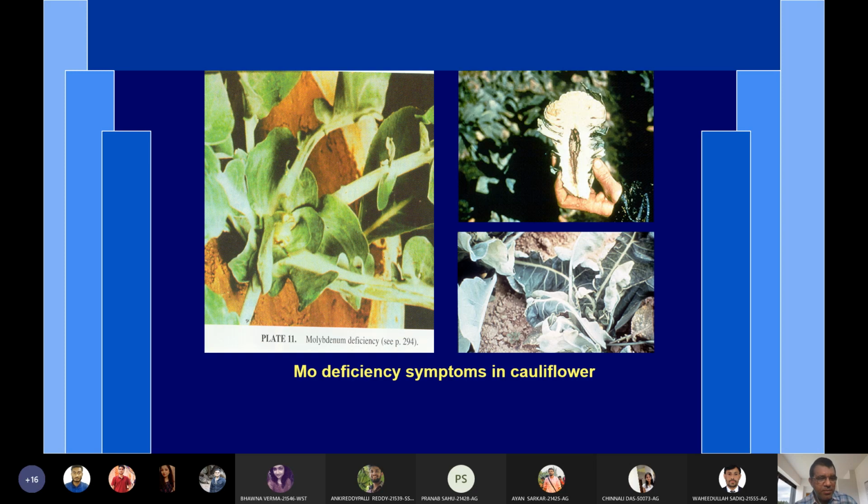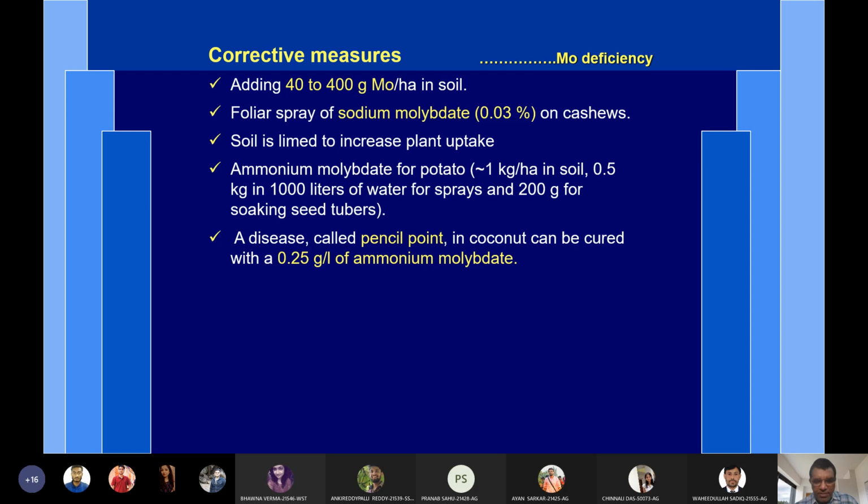So you can see this picture, molybdenum deficiency in cauliflowers. It is also called whiptail disease of cauliflower. Now, what can be done? How to correct the deficiency of molybdenum? Adding 40 to 400 grams of molybdenum. See, the rate of application is very small: 40 to 400 gram molybdenum per hectare.